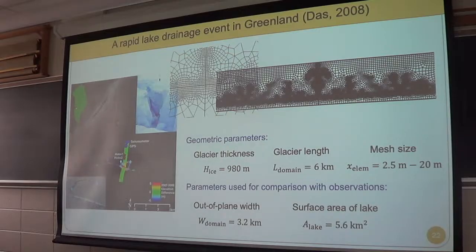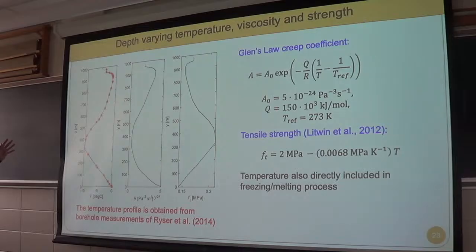So we can talk about the details later if you are interested. So we set this up. Then we looked into the literature. We found some variation of the tensile strength of ice with the temperature gradients. So we looked at borehole data from some borehole close by to that site. And what we found out is that the temperature varies non-monotonically.